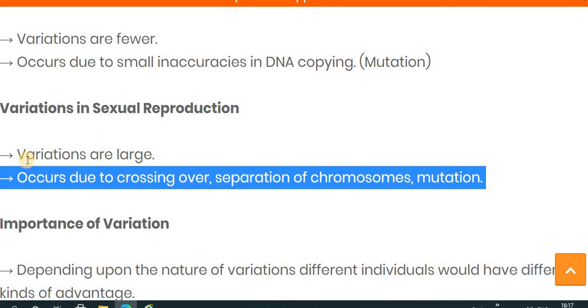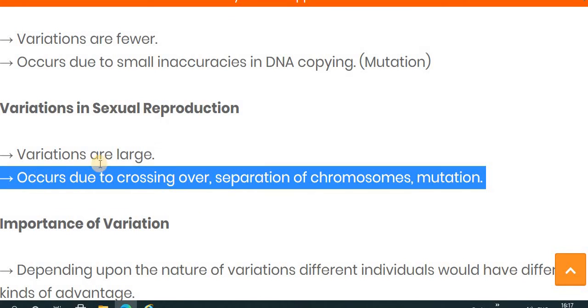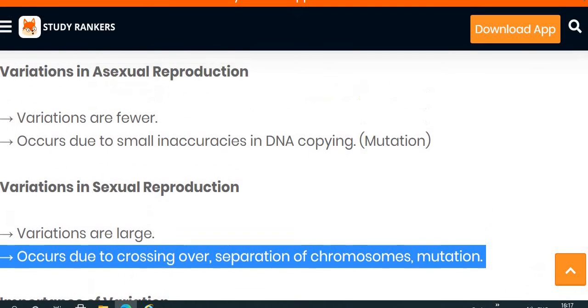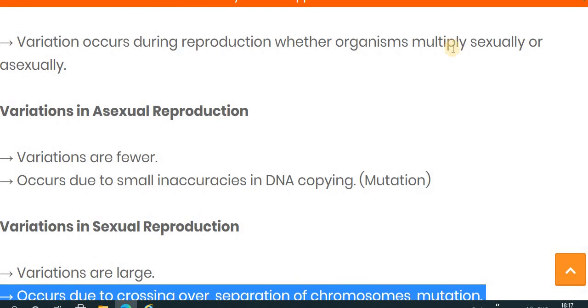In sexual reproduction, the variations are large. They occur due to crossing over, the separation of chromosomes, and mutation. Let's see one more time. The variation occurs during reproduction, whether the organism multiplies sexually or asexually.